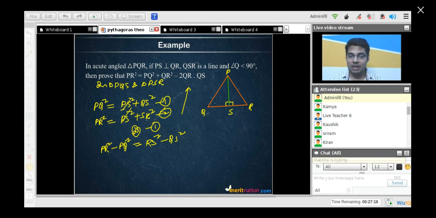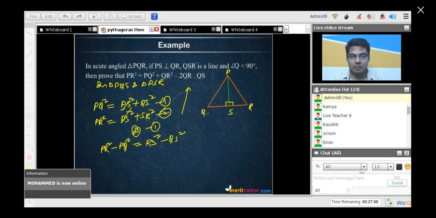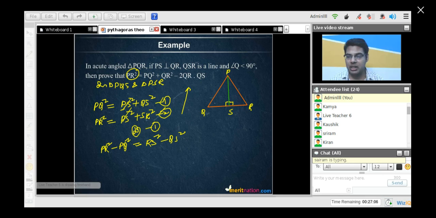Okay, now let's come back to this equation. So PR square minus PQ square, here we have RS square minus QS square. Fine. So friends, let us try to keep PR square on the left hand side only. Right? So PR square equals PQ square plus RS square minus QS square. Yes friends, is it fine now? Okay. So has anyone arrived at the final equation or not?